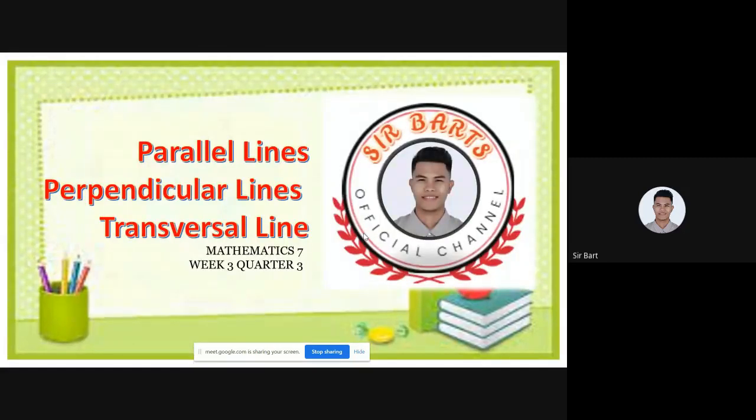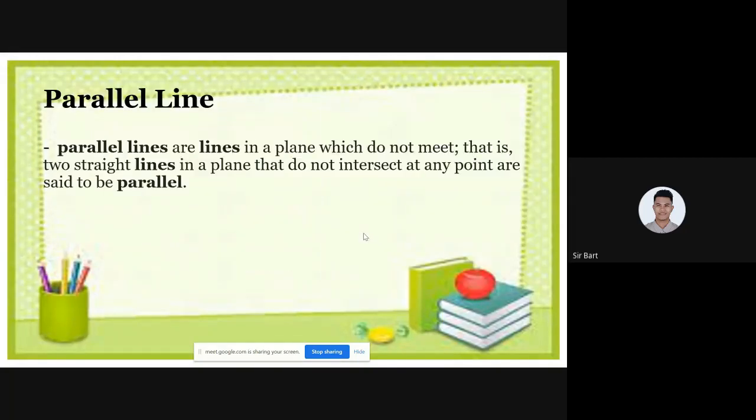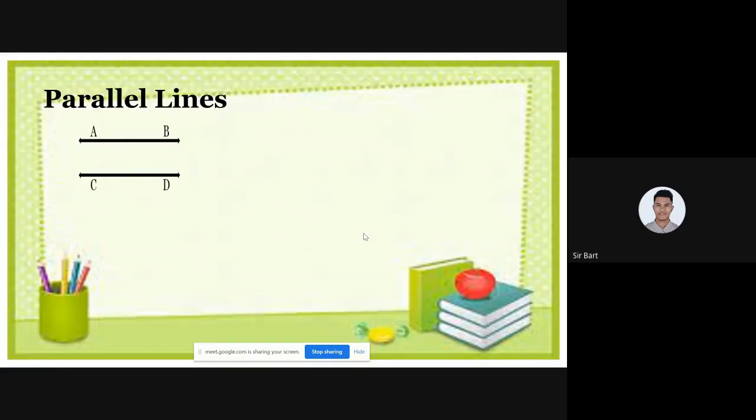At ang tatalakayin natin ngayong araw ay tungkol sa parallel lines, perpendicular lines, at ang transversal line. Parallel lines are lines in a plane which do not meet. That is, two straight lines in a plane that do not intersect at any point are said to be parallel. Let's take this example. We have two horizontal lines, which is line AB and line CD. Line AB is parallel to line CD.